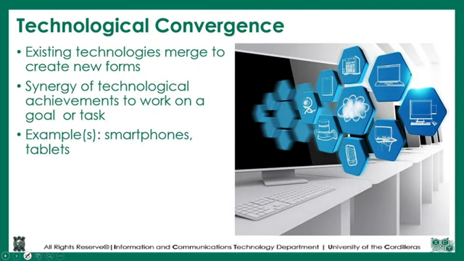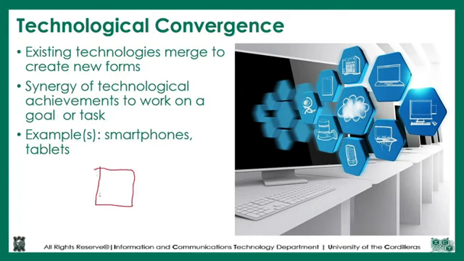So this is existing technologies that merge to create new forms. In other words, we're trying to synergize technological achievements to work in a goal or task. So here, we are trying to combine different technologies, different applications in order to put them into one system. We're trying to create sort of an all-in-one device. A simple example is your smartphone. So let's say you have a smartphone here.